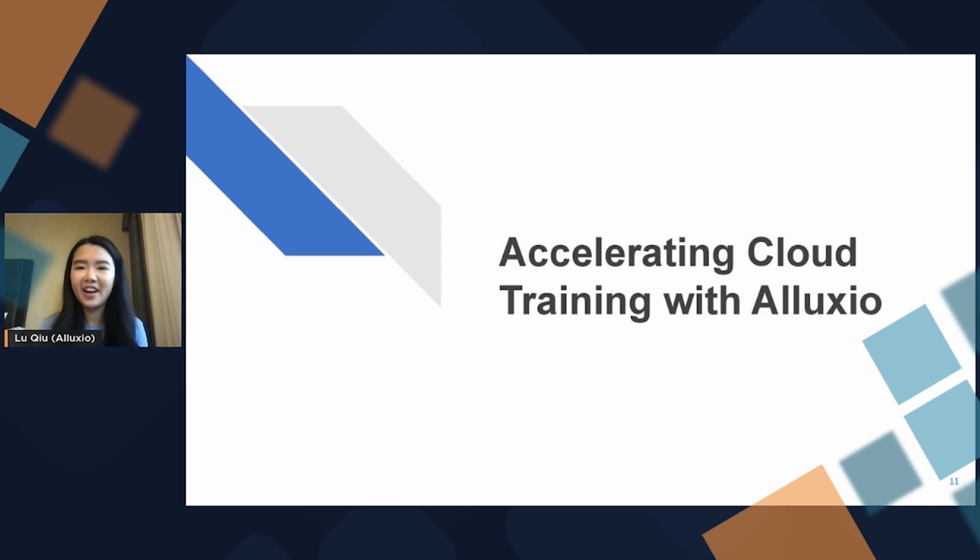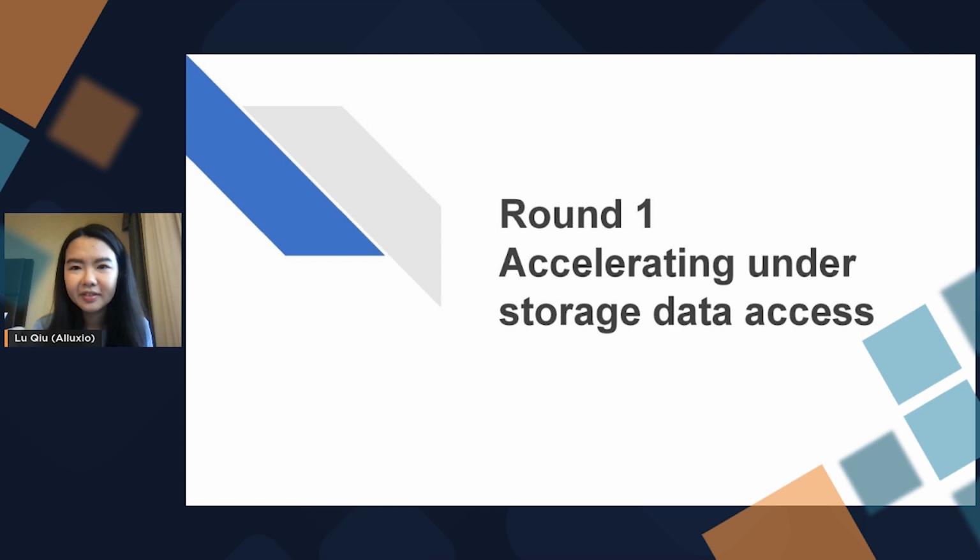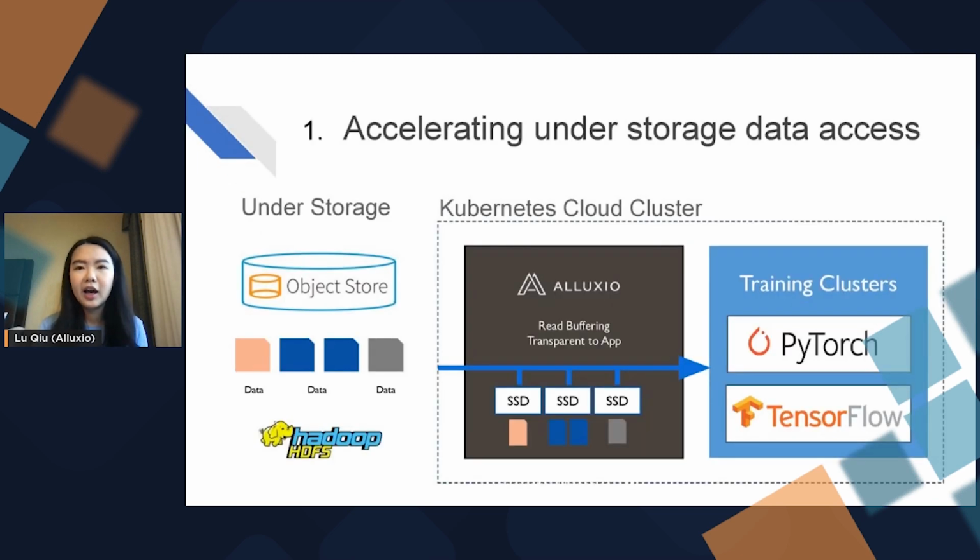Next we talk about how to accelerate our cloud training with Elastic, now that we know Elastic provides a unified namespace, POSIX API, and other functionalities. For round one, how can we accelerate the under storage data access? Sometimes our dataset is already in our under storage, and we can directly use it for training.